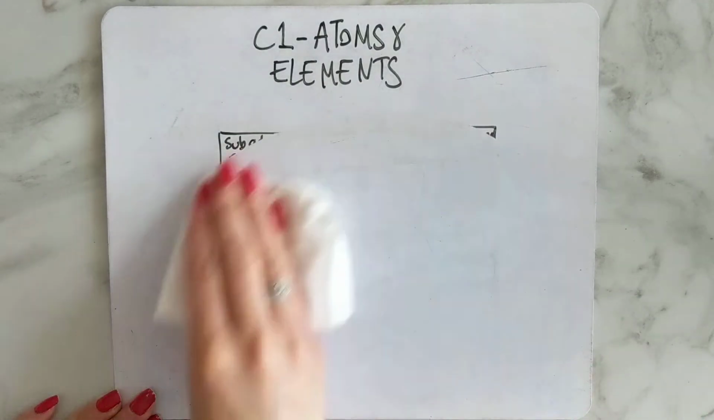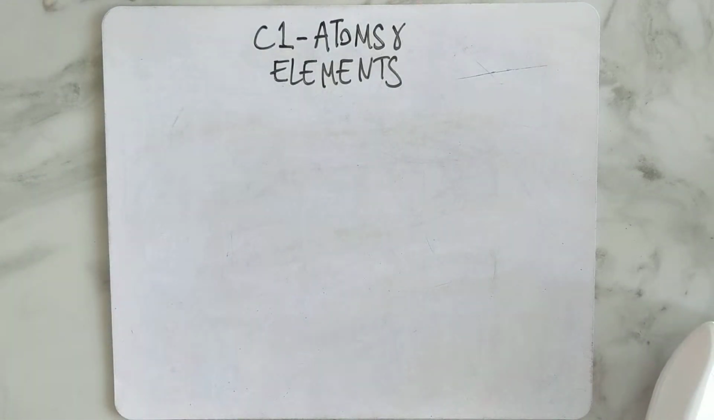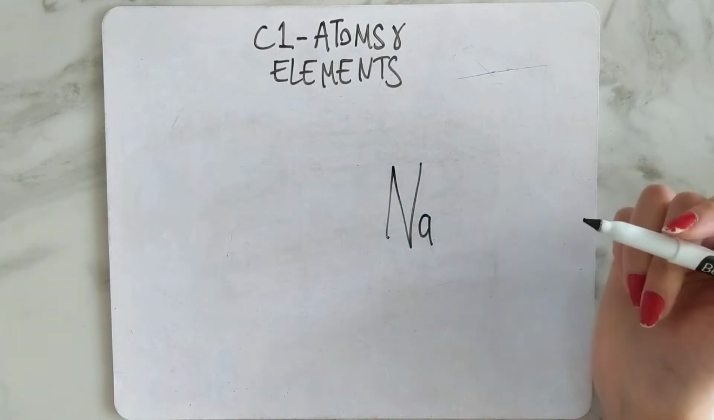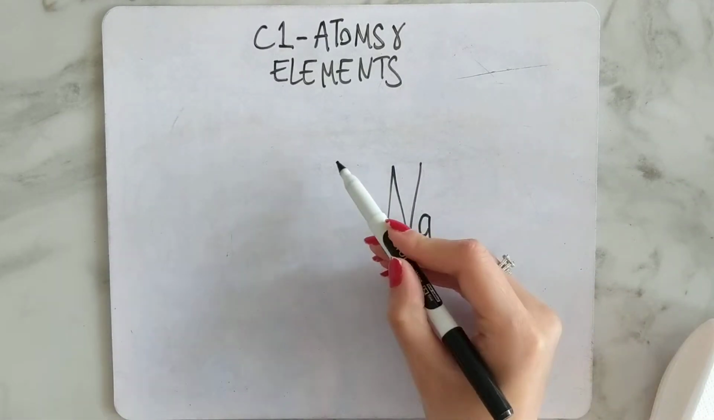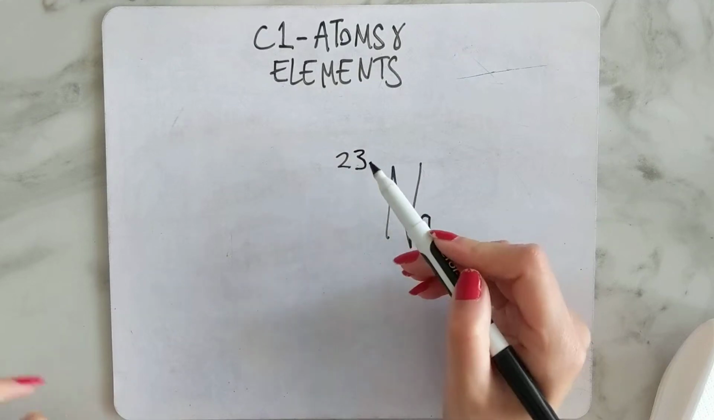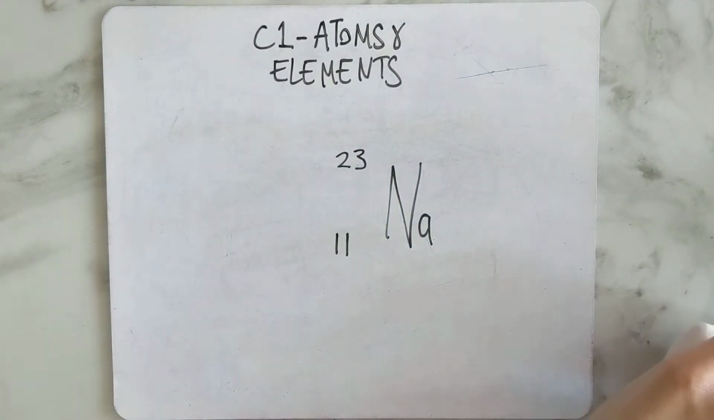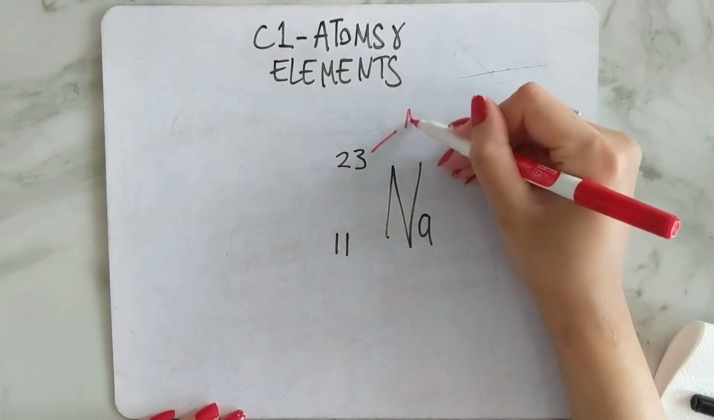Right then, let's carry on. Let's have a look at the periodic table, where we can work out how many subatomic particles there are. I'm just going to pick any element at random. I'm going to pick sodium, Na. Sodium has 2 numbers. If you have a look at the periodic table, you'll have a top number and you'll have a bottom number. And it's really important you know what each number stands for. The top one is your mass number.